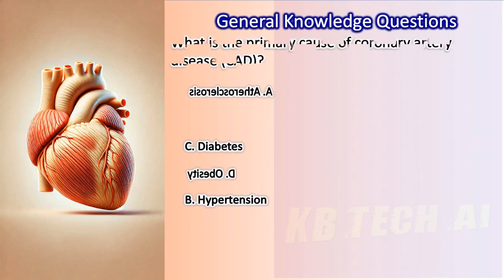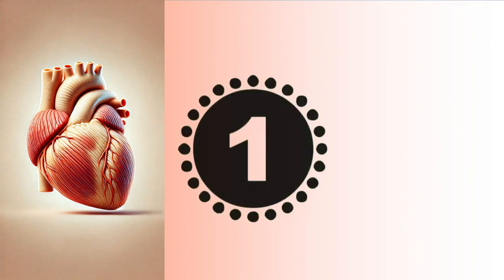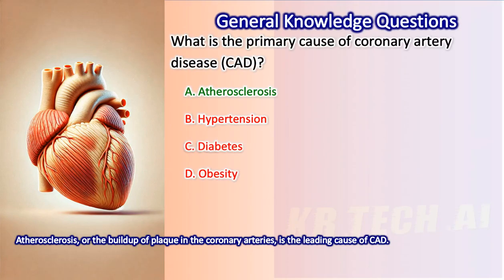What is the primary cause of coronary artery disease, CAD? Option 1. Atherosclerosis. Option 2. Hypertension. Option 3. Diabetes. Option 4. Obesity. The answer is option 1.